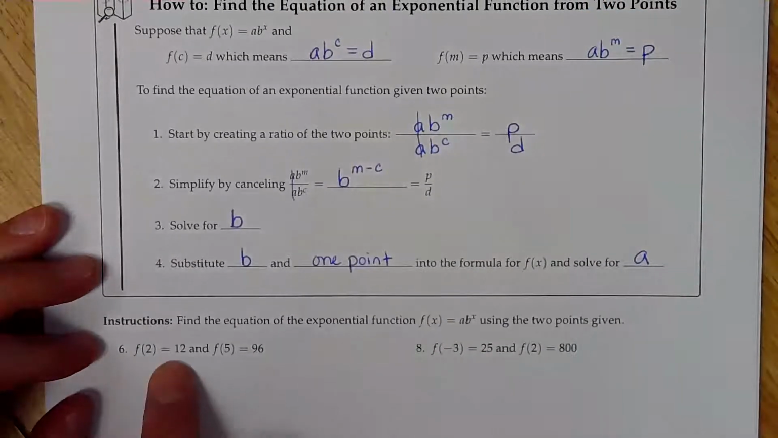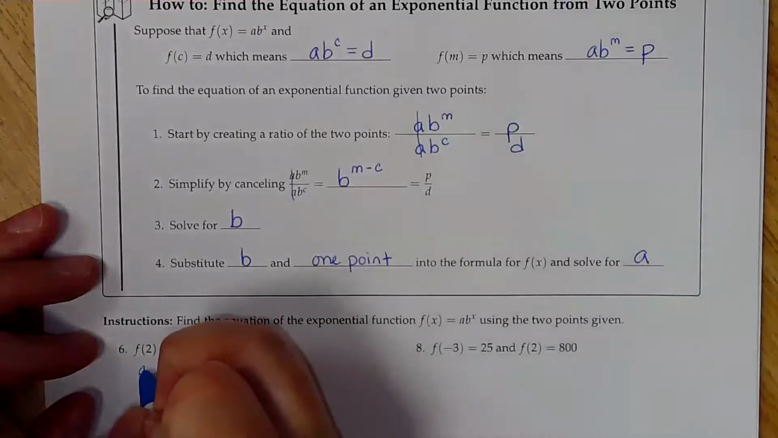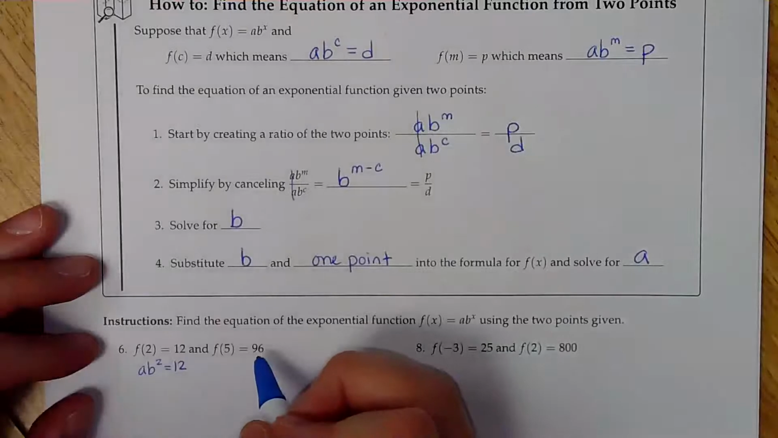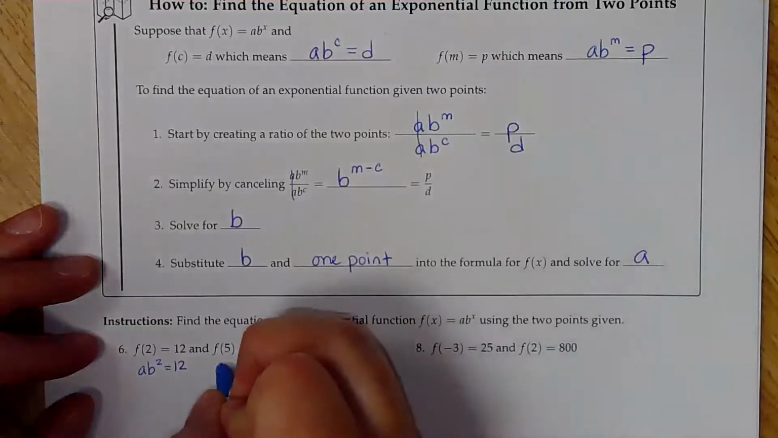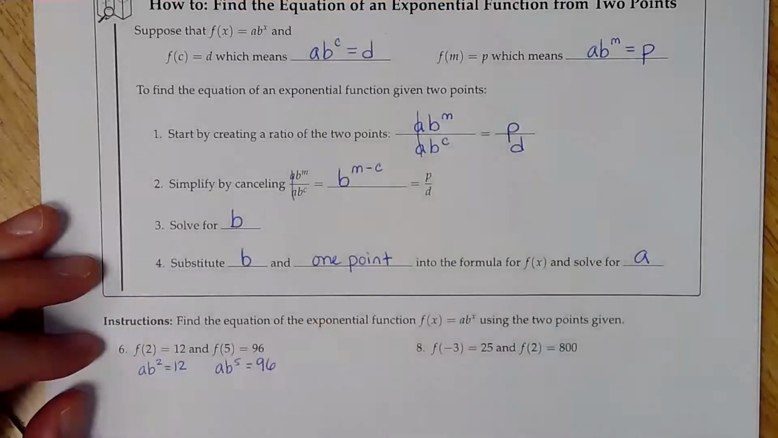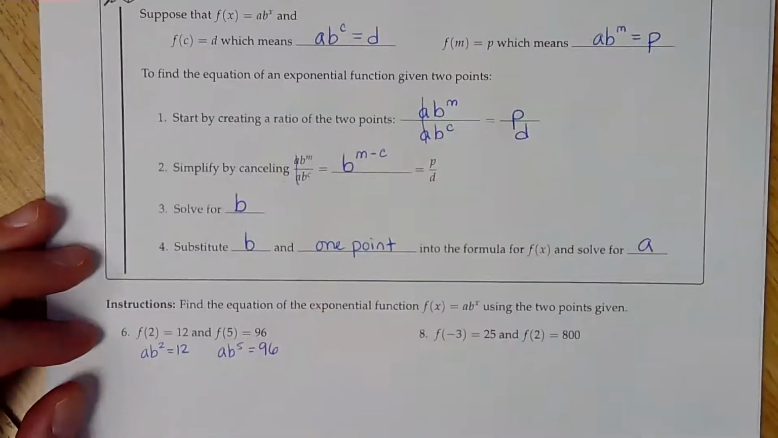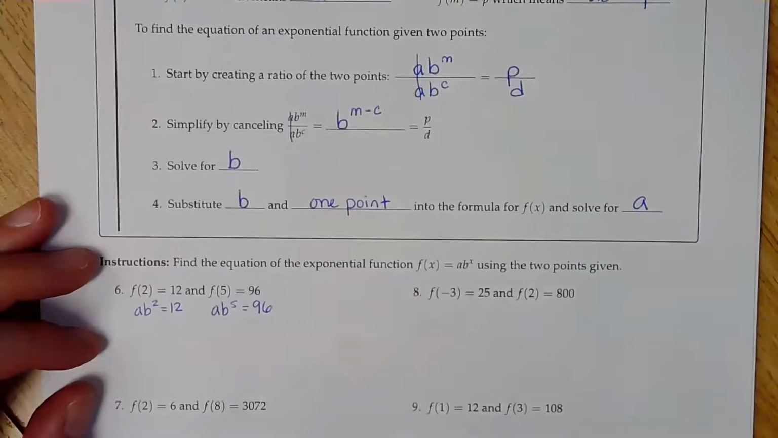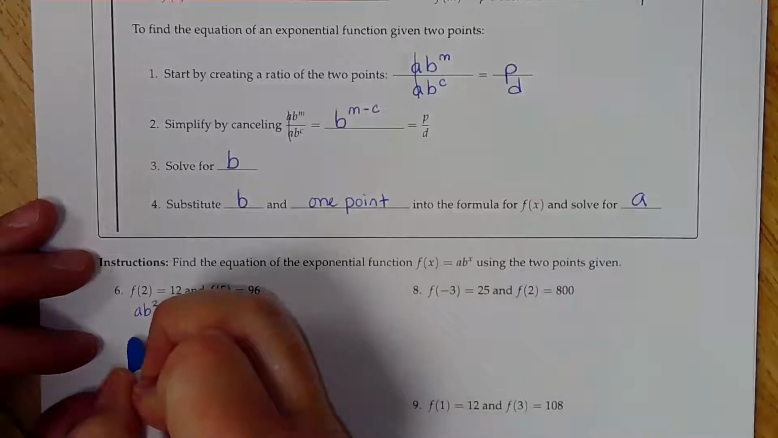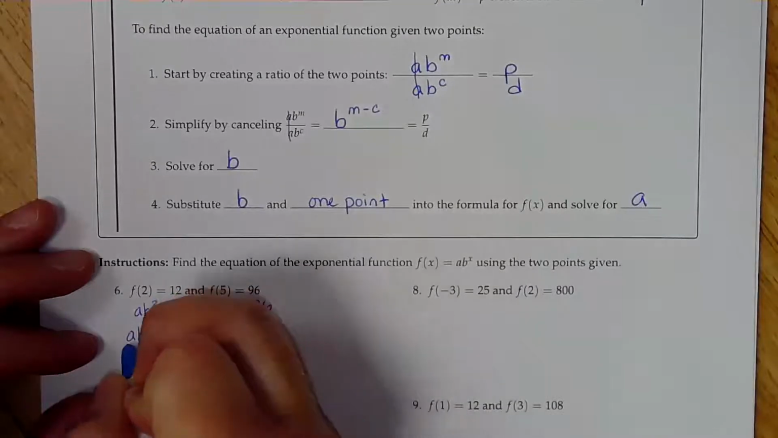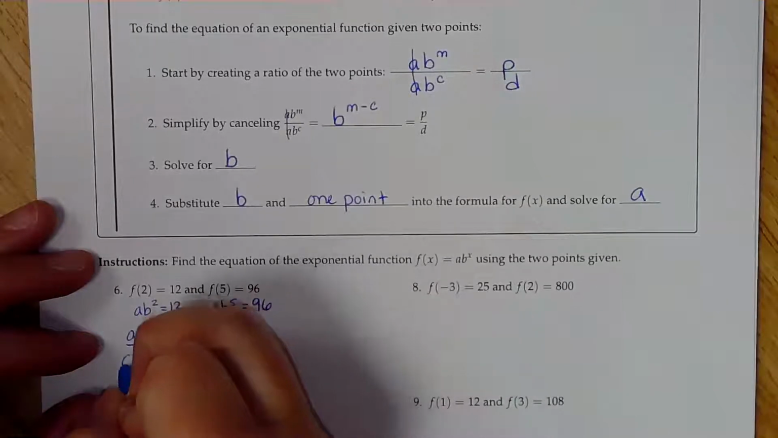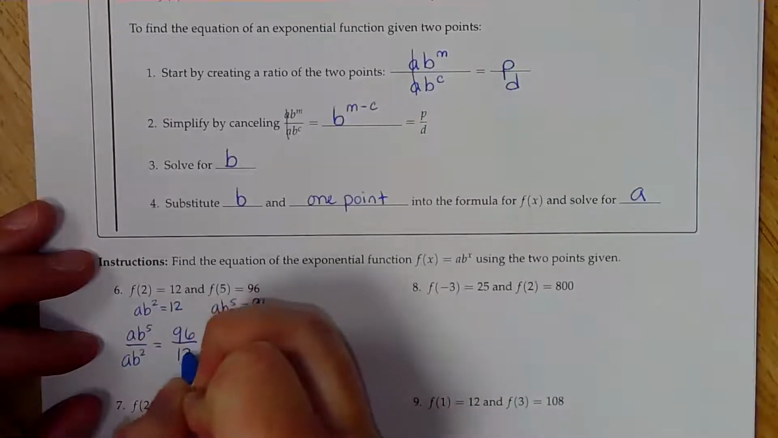So I have f of 2 is equal to 12. That means ab squared equals 12. And f of 5 is equal to 96, which means ab to the 5th is equal to 96. And then I'm going to create that ratio. And the trick for me is that I always put the b with the biggest power in the top. So I'm going to do ab to the 5th equals 96. And then down below that is ab squared equal to 12.